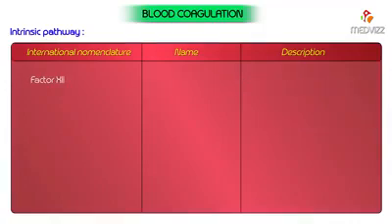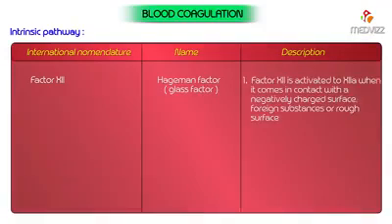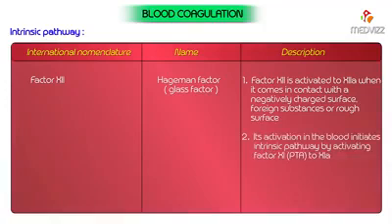Factor 12. Hageman's factor, also known as glass factor. Factor 12 is activated to factor 12A when it comes in contact with a negatively charged surface, foreign substance, or rough surface. Its activation in the blood initiates the intrinsic pathway by activating factor 11 to factor 11A.